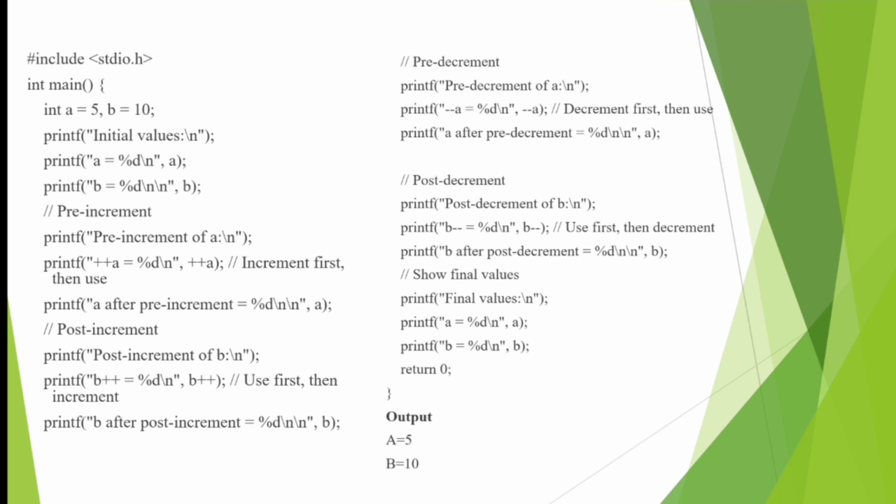This is an example program, and here we are using final values. So final values, print of a means now the a value will be 5, and then after post decrement b's value will be decremented by 1. So now the b value will be 10. So finally a is equal to 5 and b is equal to 10.